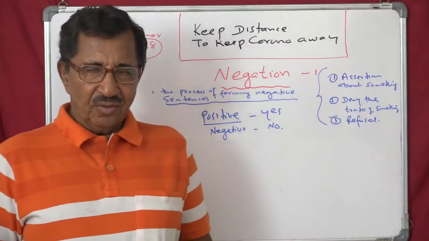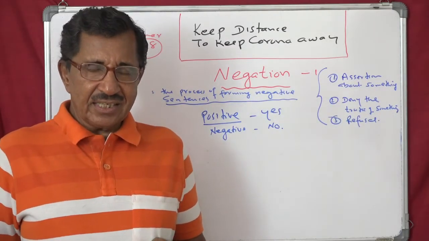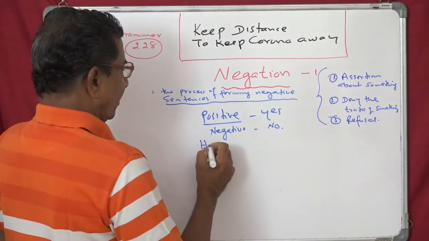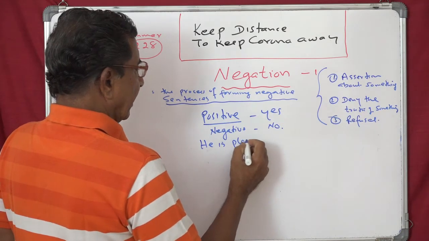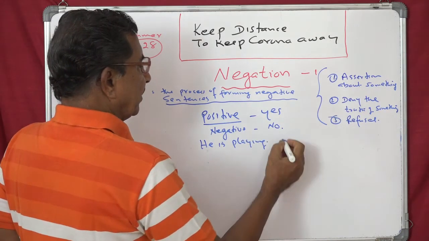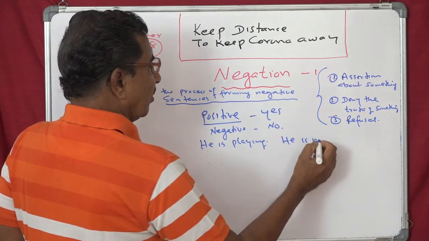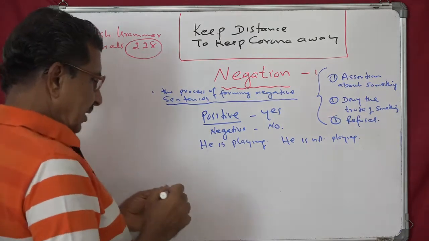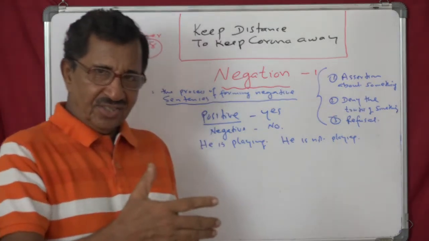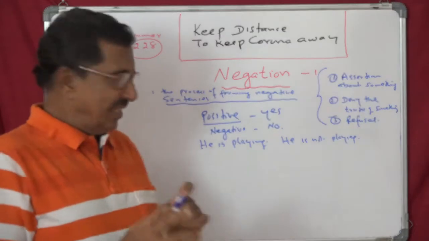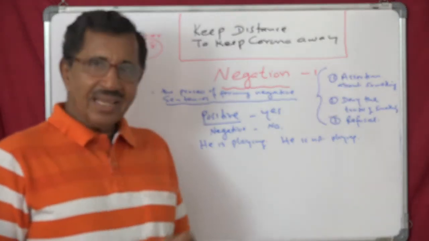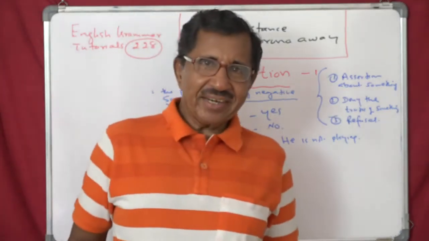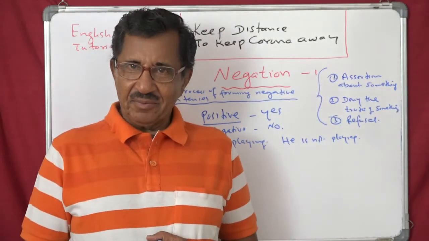What is negative? If I give you an example, say, he is playing. That is positive. Negative will be he is not playing. So he is playing means yes, that is a yes situation. When you have he is not playing, it is a no situation. Understand? I am reading. I am not reading. Negative.